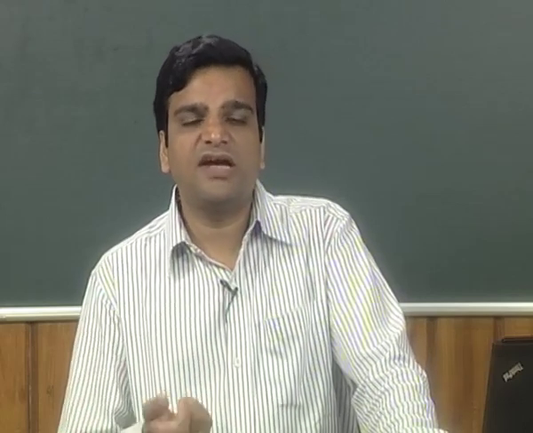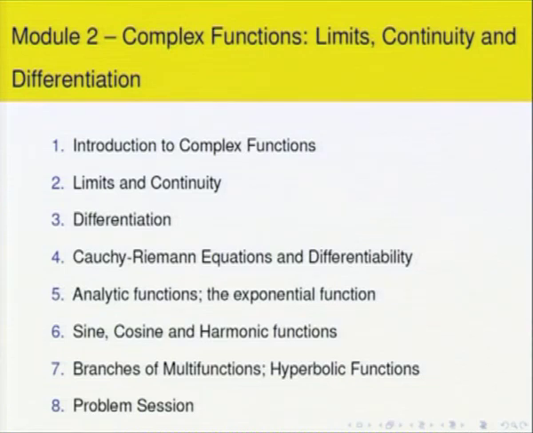Okay. And then we will describe analytic branches of the nth root function of a complex number, and we will also describe the analytic branches of z power alpha, where z is a complex variable and alpha is a fixed complex number other than an integer. So, we will then go on to discuss the complex hyperbolic functions and their properties. So, we will end module 2 with a problem session.